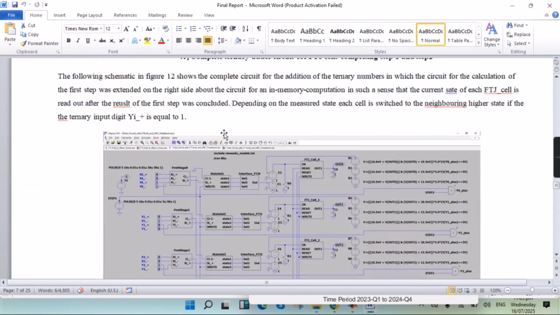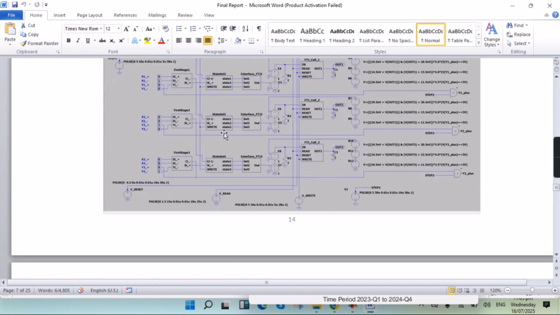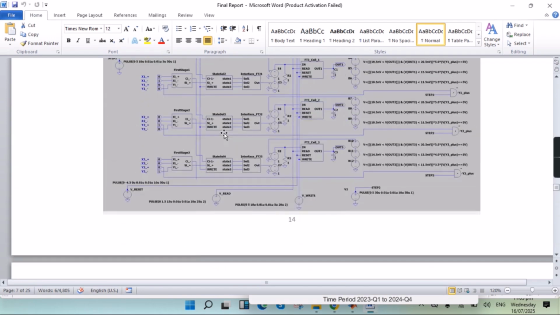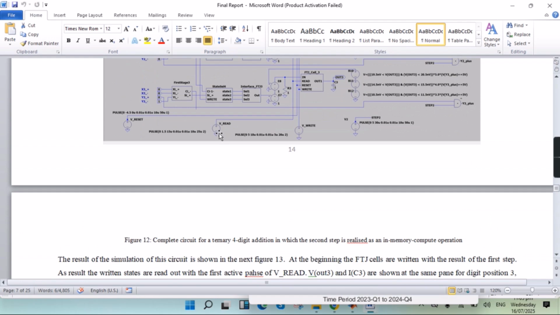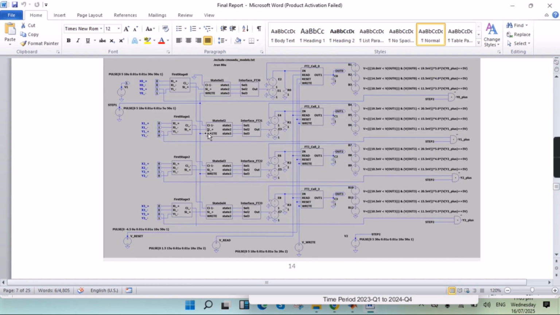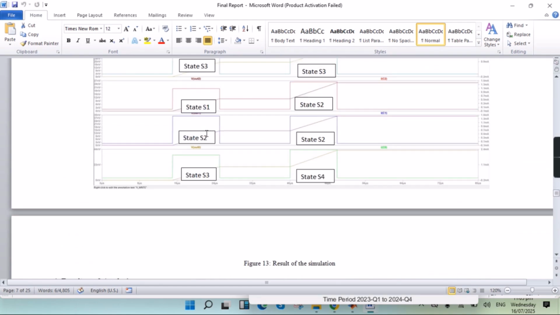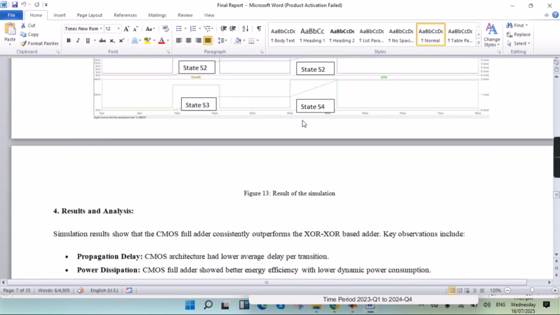Okay, and next part is basically the final circuit, the complete circuit diagram of ternary 4-digit addition, which also has the memory compute operations added in it. Okay, so yes, these are the different state switches.